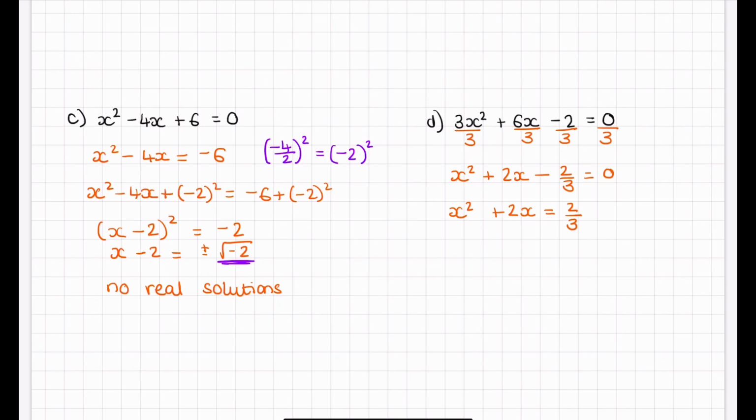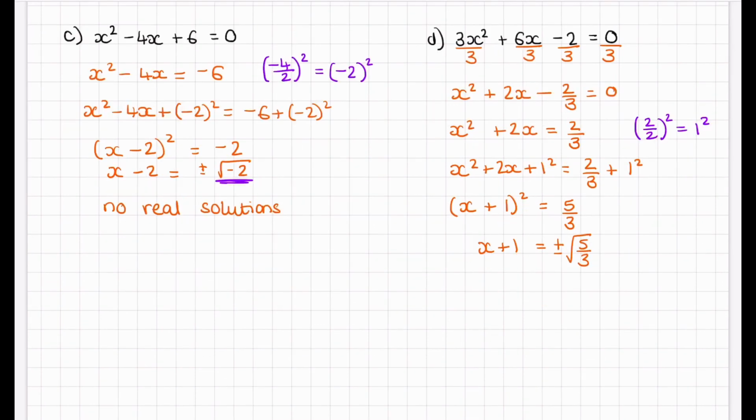Take the b value, which is 2, halve it and square it, so we're still going to get 1 squared. So we'll have x squared plus 2x plus 1 squared equals 2/3 plus 1 squared. Create our perfect square, so we'll have x plus 1 all squared equals 2/3 plus 1, which will be 5/3.